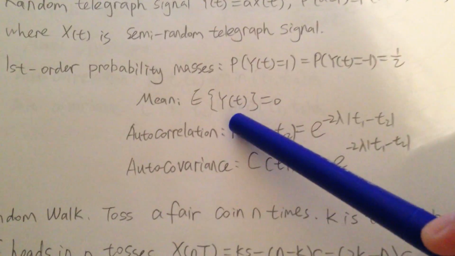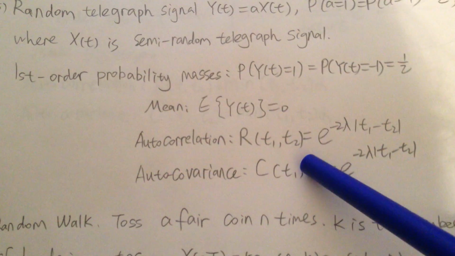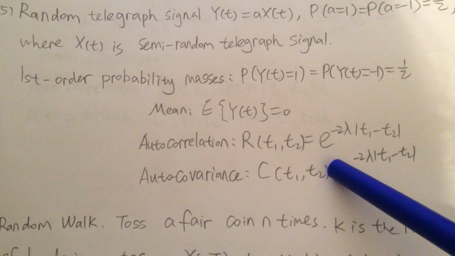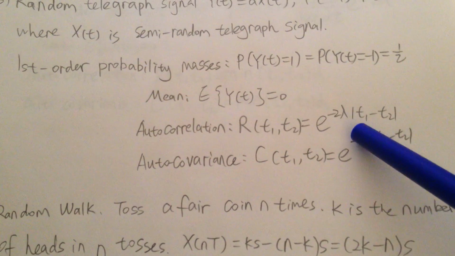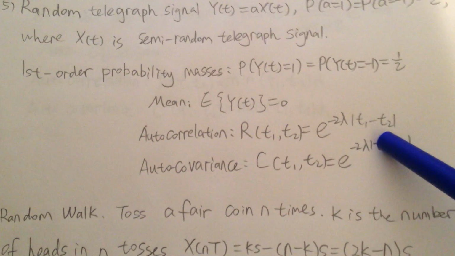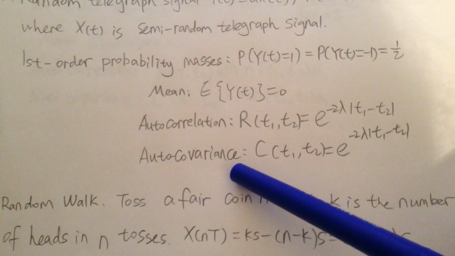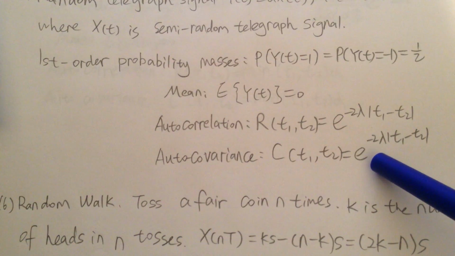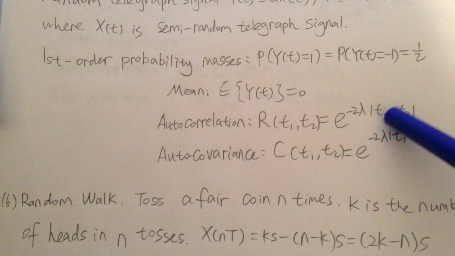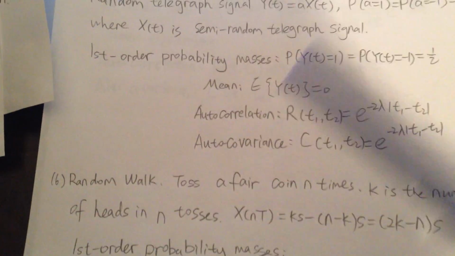The autocorrelation of t1 and t2 equals e to the power of minus 2 lambda times the absolute value of t1 minus t2, and the autocovariance is the same as the autocorrelation.